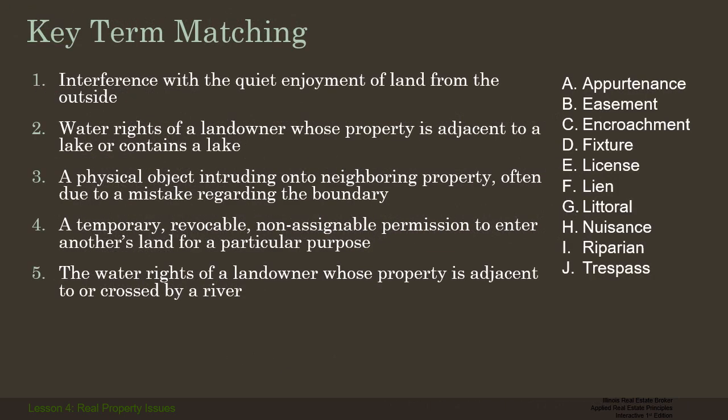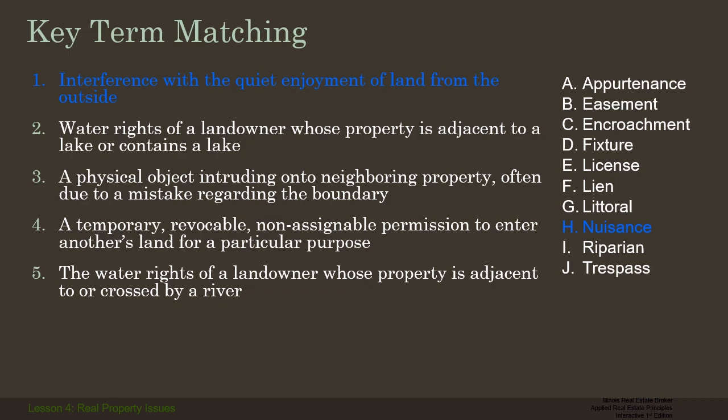So continuing on with our chapter, we have another key term matching exercise in this particular lesson. So we'll continue on. Key term matching, number 1. What do we call interference with the quiet enjoyment of land from something outside the property? That would be considered a nuisance. Anything outside the property that affects an owner's enjoyment of the property, full use of the property, could be considered a nuisance.